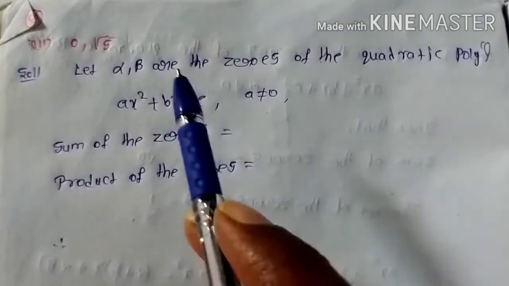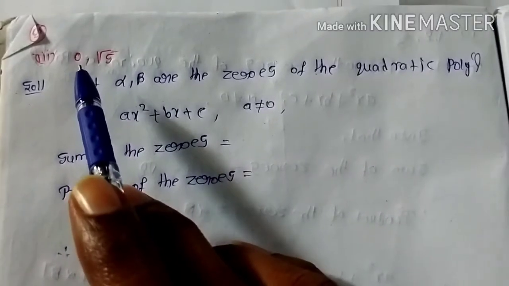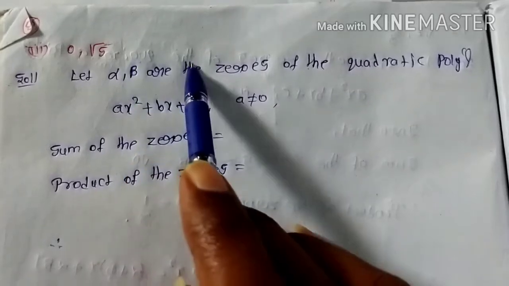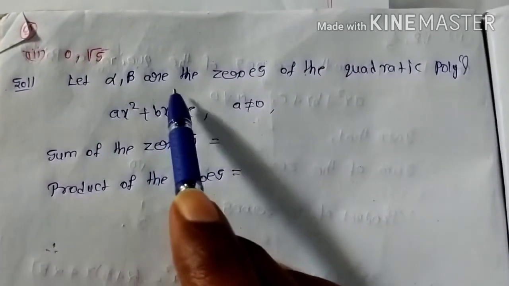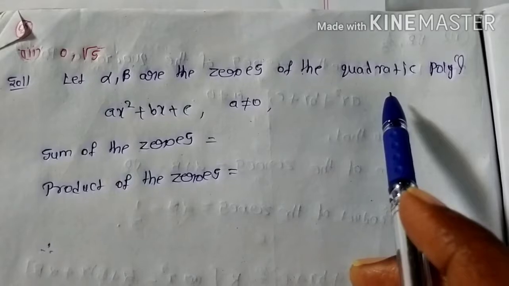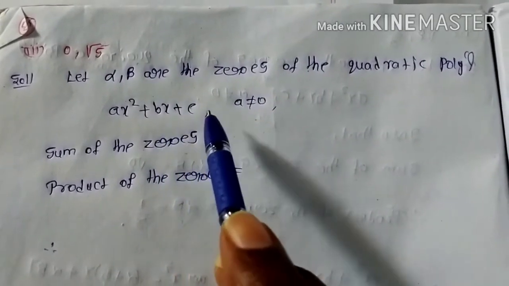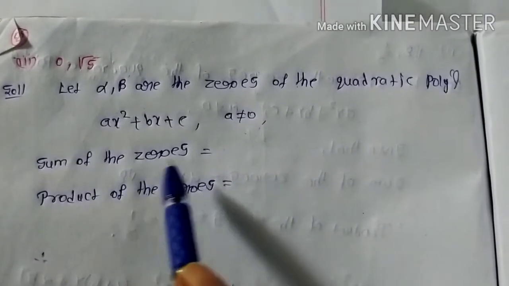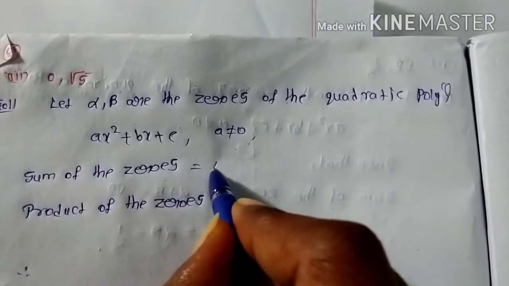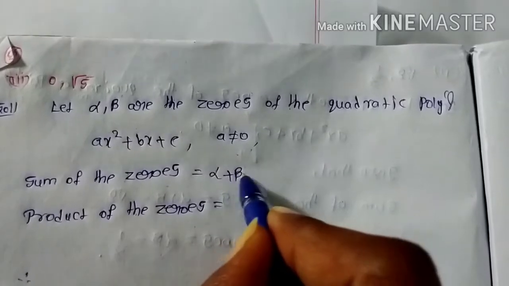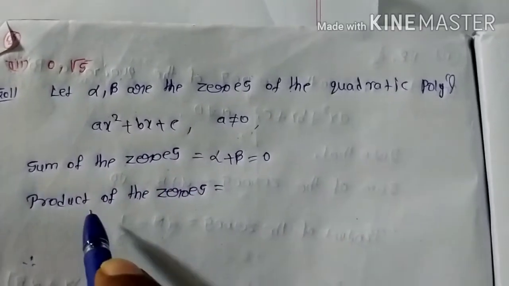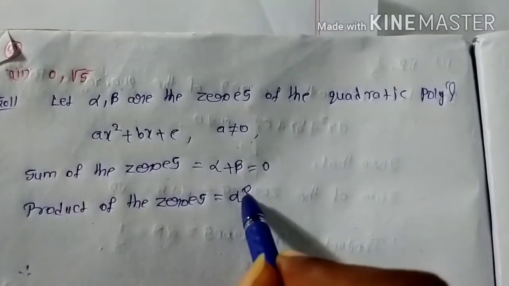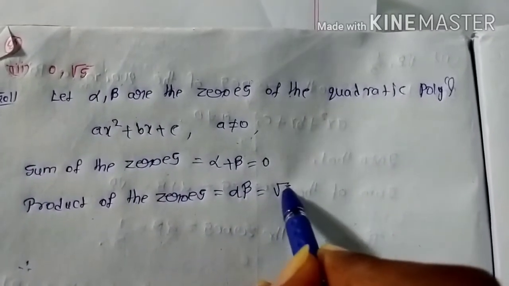Now you can see one more problem. The sum of the zeros is equal to 0. Product of zeros is equal to root 5. We need to find a quadratic polynomial. Just see here, let alpha and beta be the zeros of the quadratic polynomial ax square plus bx plus c, where a is not equal to 0. Given that the sum of the zeros is equal to how much? Sum of the zeros, alpha plus beta, is equal to 0. Next, product of the zeros is equal to how much? Root 5. That means alpha into beta is equal to root 5.